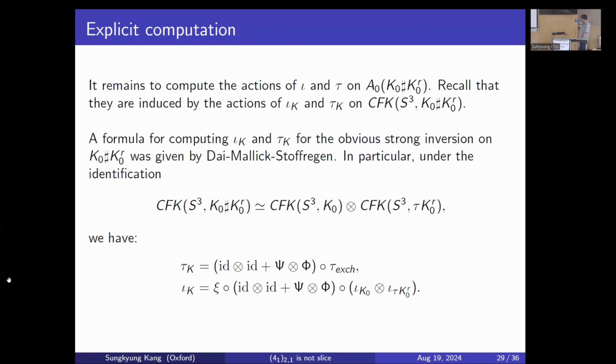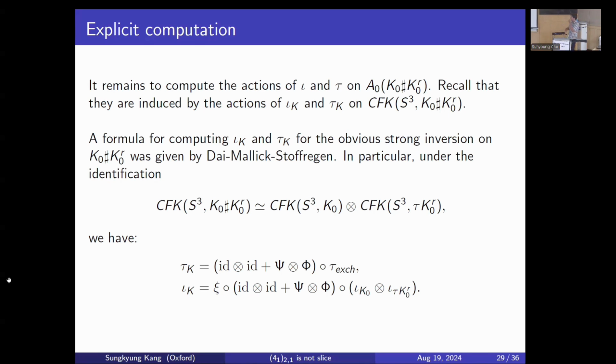And in our case, K0 is the figure 8 knot. And the CFK of the figure 8 knot is well known. It's very simple, and it's partially because the figure 8 knot is thin. It is alternating. And how do we compute iota_K and tau_K?